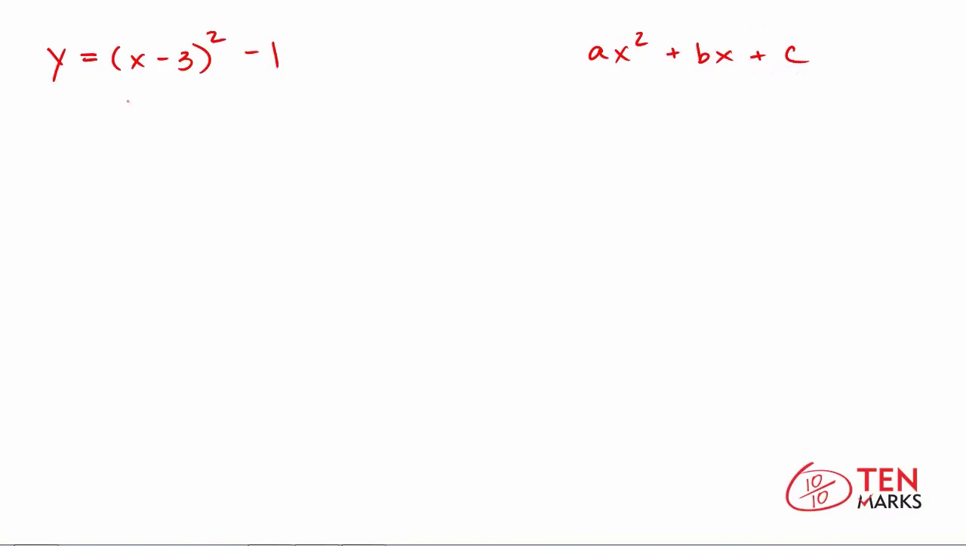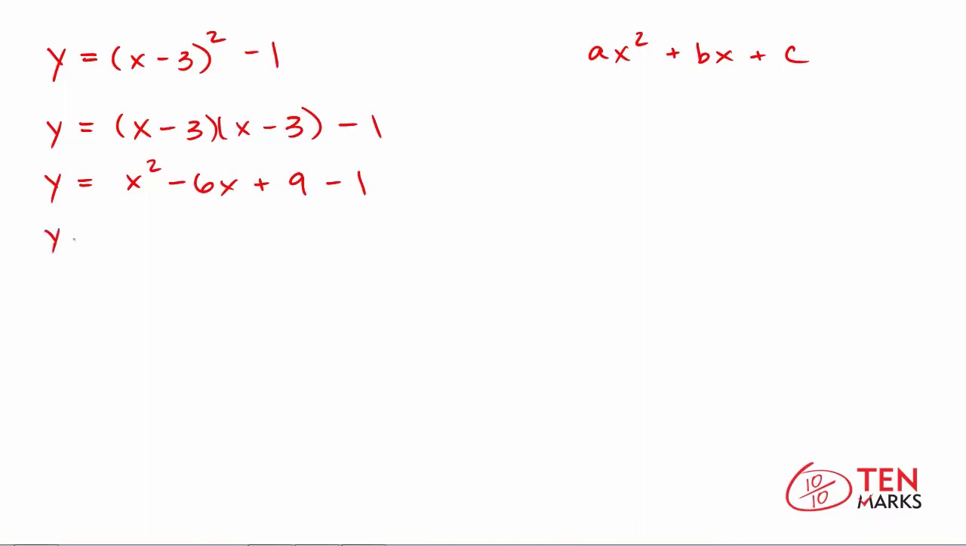Well, what we want to do is begin by expanding the parentheses and then following the correct order of operations. So to expand the parentheses, you would multiply x minus 3 times x minus 3 and then include that minus 1. When you expand these parentheses, you get x squared minus 6x plus 9 minus 1. Now go with your order of operations and combine like terms.